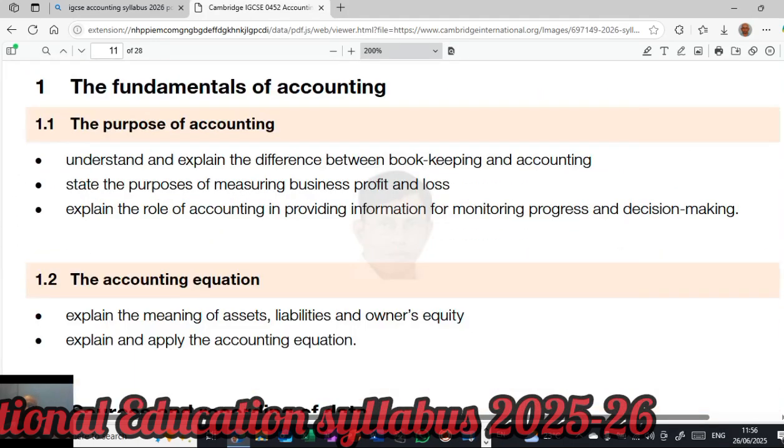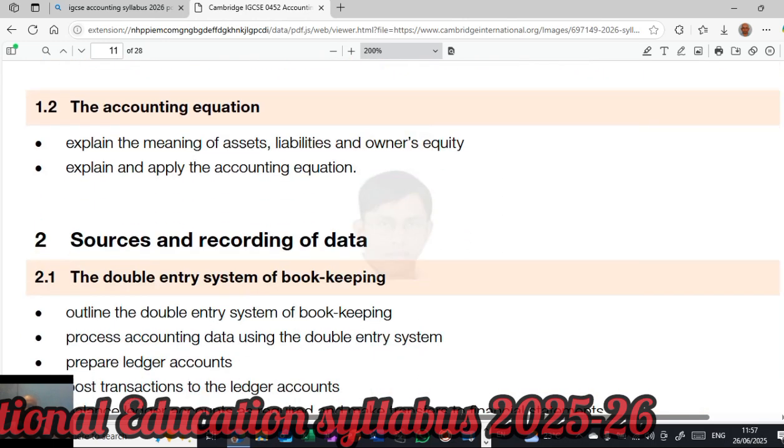The fundamentals of accounting: the purpose of accounting, explain the difference between bookkeeping and accounting, explain the purpose of preparing business profit and loss. Then the accounting equation: the meaning of assets, liabilities, and ownership, and explain and apply the accounting equation. We'll be discussing and working out problems using this.